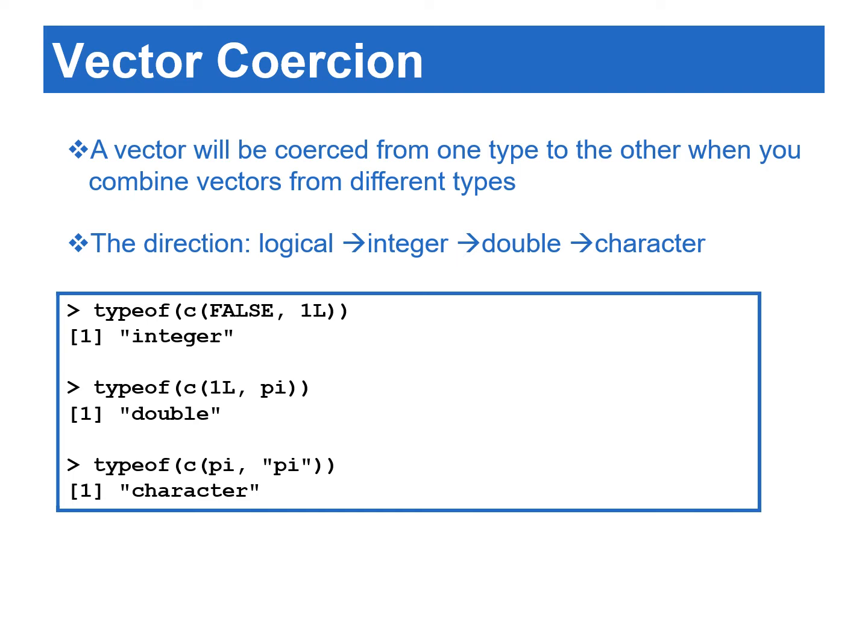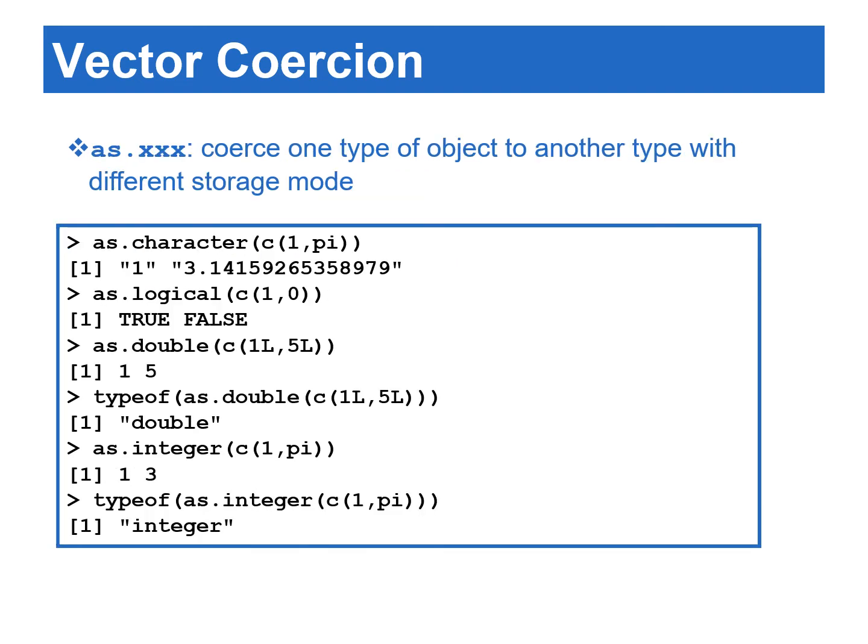When we combine integers with double values, the result will be double values. If we combine a numeric vector with a character vector, numeric values will be converted to characters in the result. We can change the vector storage mode by using the functions that start with as. For example, as.character converts its argument to character, as.double converts its argument to double, etc.